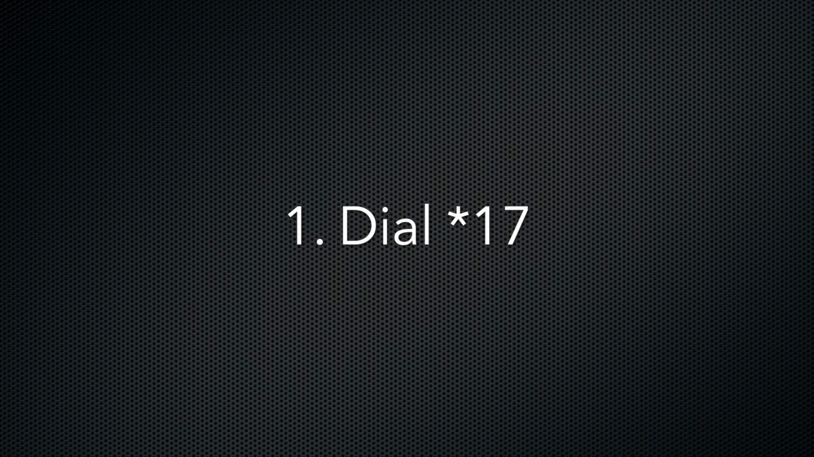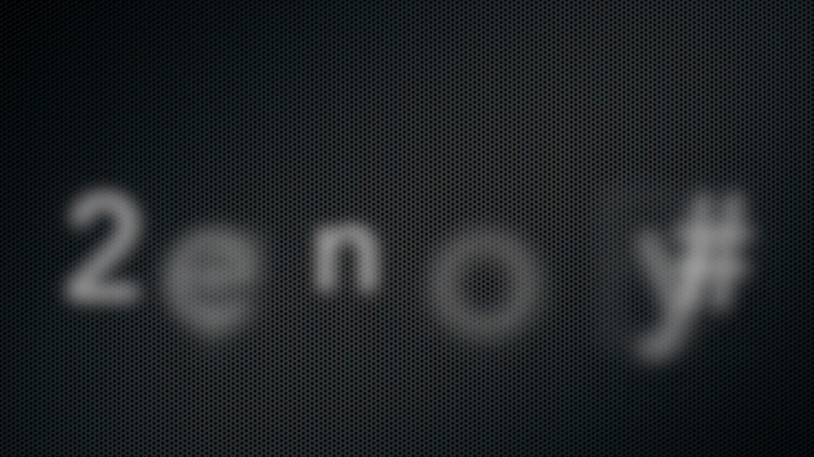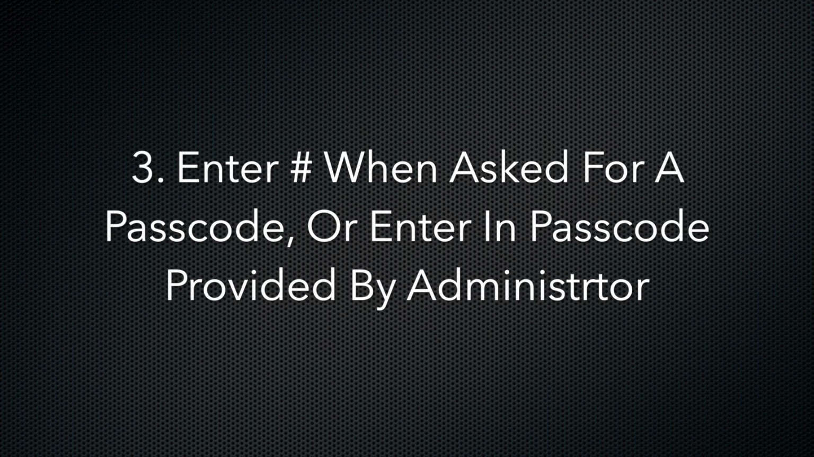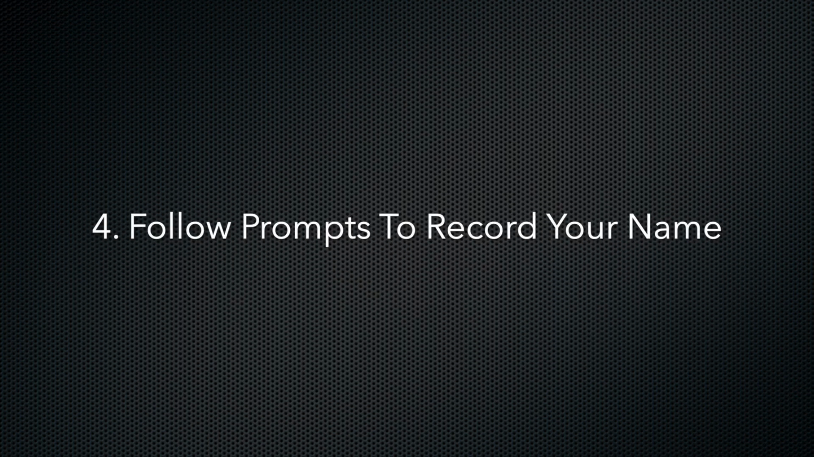Initializing your voicemail for the first time can be accomplished by following some simple steps. First, you need to dial *17 to access the audio prompted voicemail. You'll be asked to enter your extension, followed by the #. Please do so at this time. Then you'll be prompted for a passcode, which may be simply the pound symbol or a passcode provided by your administrator. Then you'll be prompted to record your name. Please do this so you're included in the dial by name directory.